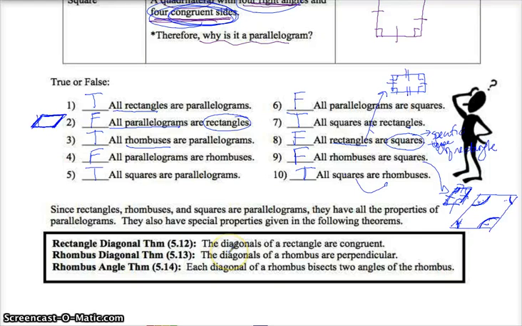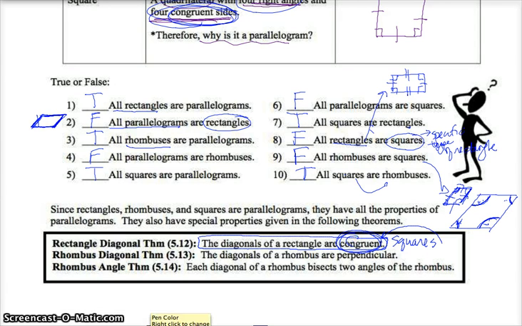Here are some theorems. A rectangle diagonal theorem. So what do we know about parallelograms? The only thing we know about their diagonals is that they bisect each other. But a rectangle, more specifically, has diagonals that are congruent to each other. And don't forget, because all squares are rectangles, then squares' diagonals are also congruent to each other. So squares' diagonals are congruent to each other and they bisect each other. Rectangles' diagonals are congruent to each other and they bisect each other.